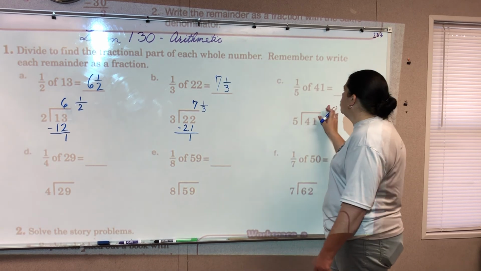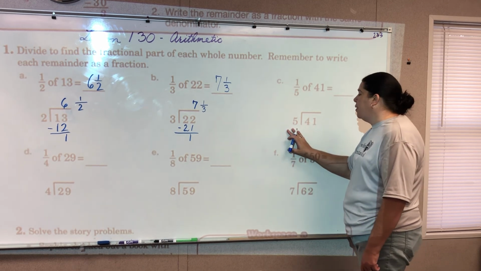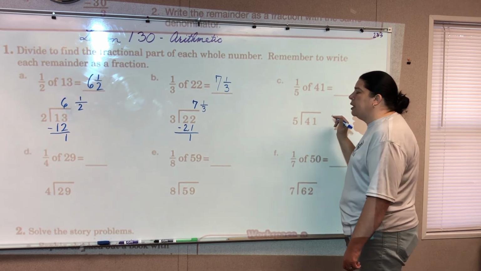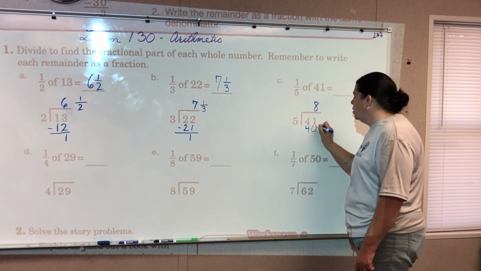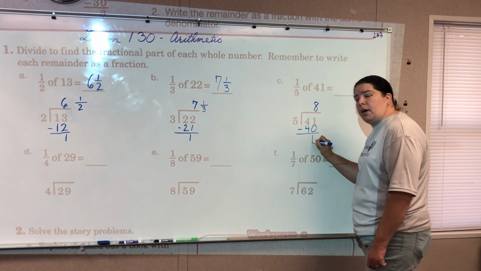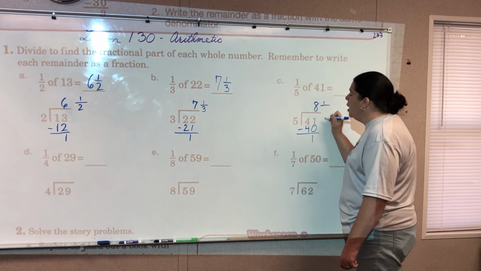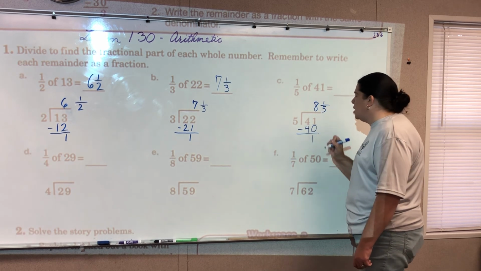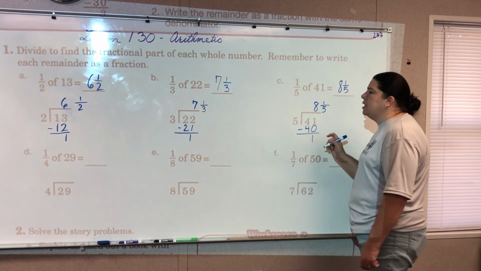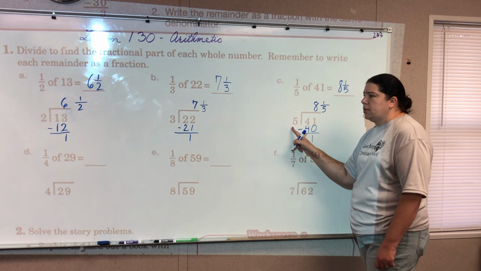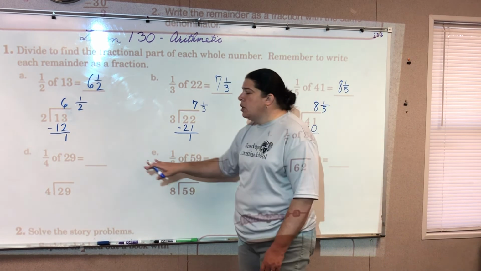Okay, boys and girls, let's try the next one. 1/5 of 41. 41 divided by 5 equals 8, and 8 times 5 equals 40. And when you subtract, you get 1. When I leave my remainder 1 as a fraction, I get 1 on the top and 5 on the bottom as my denominator. So the answer is 8 1/5. Do you see how the denominator is important? Your denominator is important. We'll do one more together.